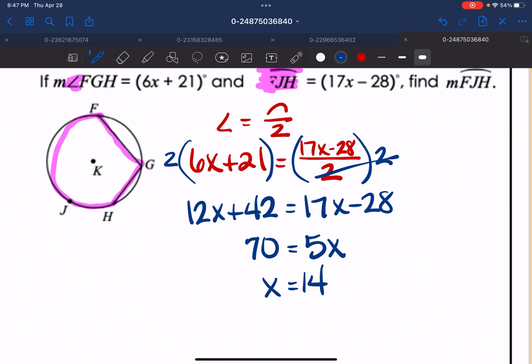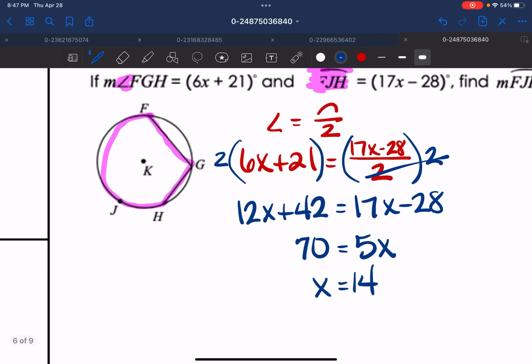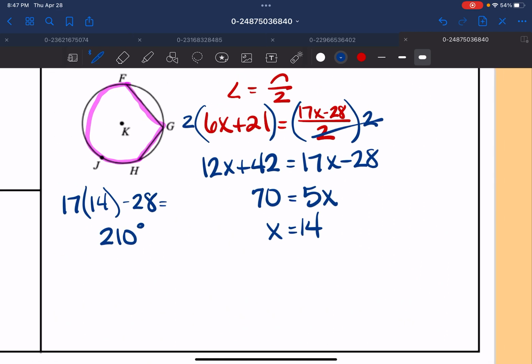Well, this one isn't saying find x. This one says to find arc FJH. Well, all I have to do is take the 14 and substitute it in to the 17x minus 28. And that would equal 210 degrees. So we can say the measure of arc FJH equals 210 degrees.